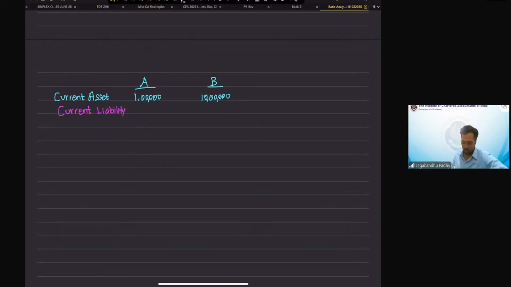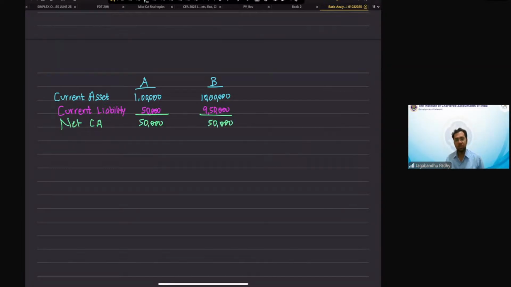Okay. Now, current liability for A is, let's say, 50,000, and current liability for B is 9,50,000, and the net current asset works out to be 50,000, and here also it is 50,000.